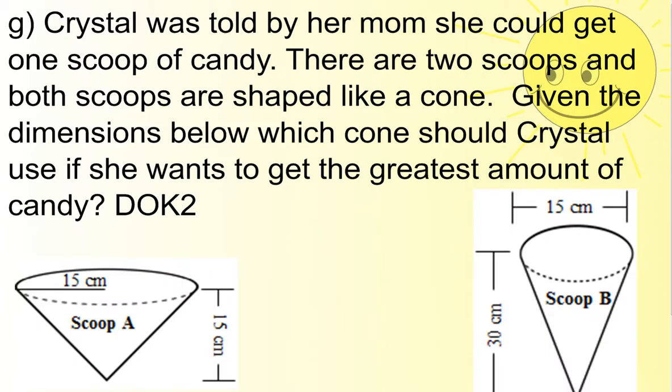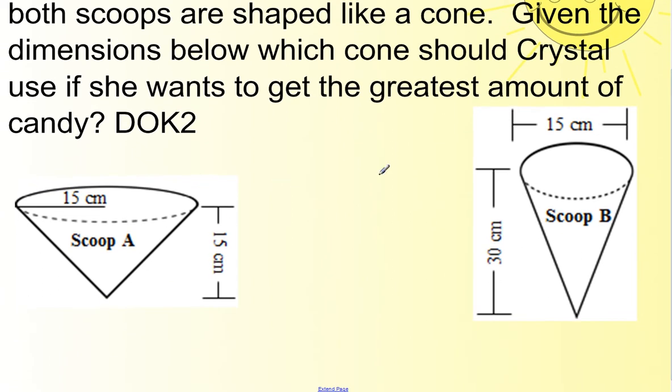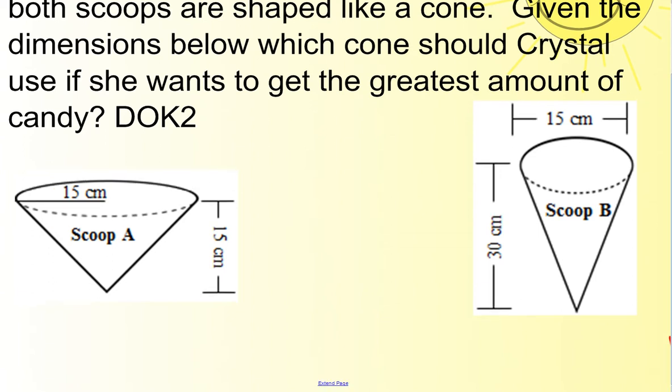Letter G. Crystal was told by her mom she could get 1 scoop of candy. There are 2 scoops, and both scoops are shaped like a cone. Given the dimensions below, which cone should Crystal use if she wants to get the greatest amount of candy? Okay, so we have 2 cones, scoop A and scoop B. They're both shaped like cones. So which scoop should Crystal use if she wants to get the greatest amount of candy?